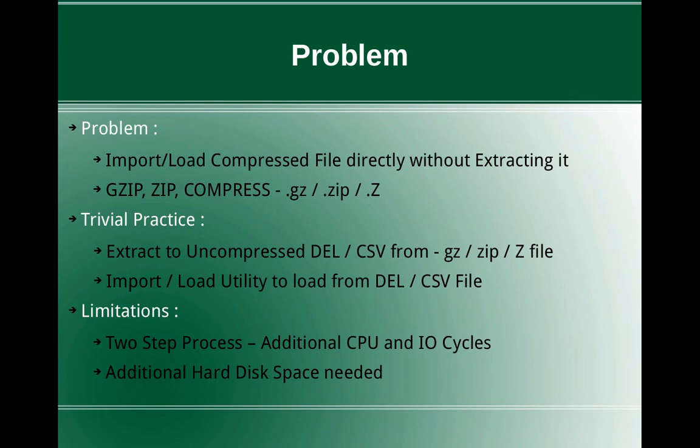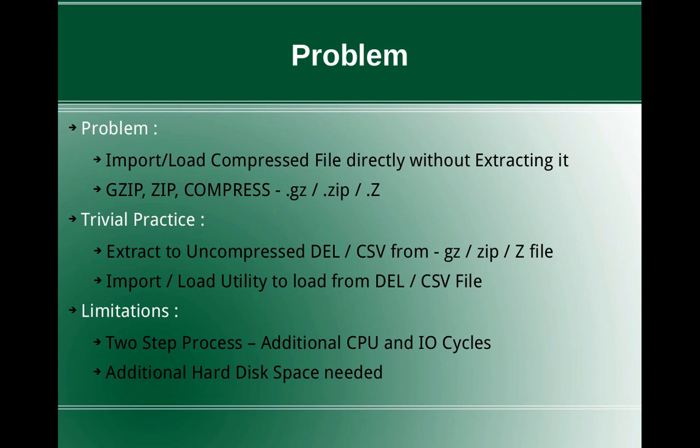So the DBA has to first extract the gz file or zip file or z file into the actual del or CSV file. Then he has to use the import or load utility to load the data from the del or CSV file. So the limitation with this approach is it's a two-step process. There are additional CPU and IO cycles, particularly hard disk, because you have to create an uncompressed del file, and then again read from the same del file with the load utility or the import utility. So it becomes a two-step process consuming additional CPU and hard disk IO cycles.